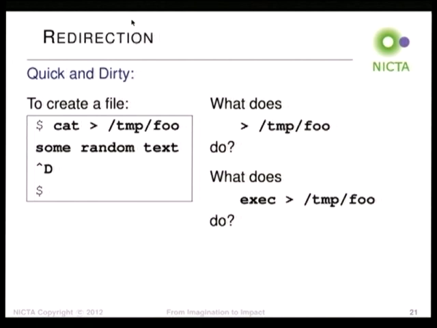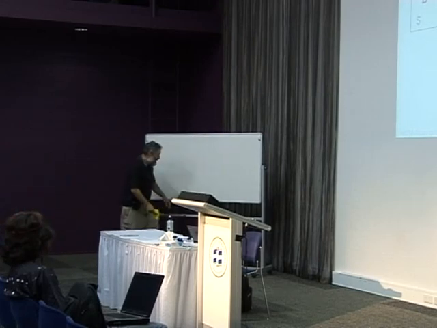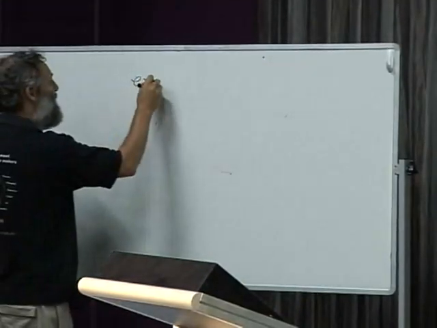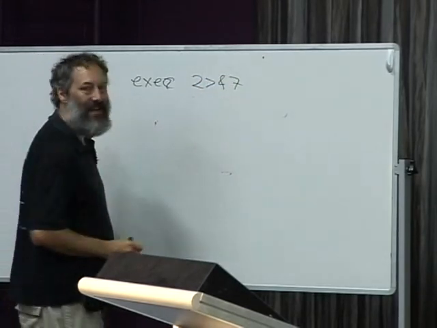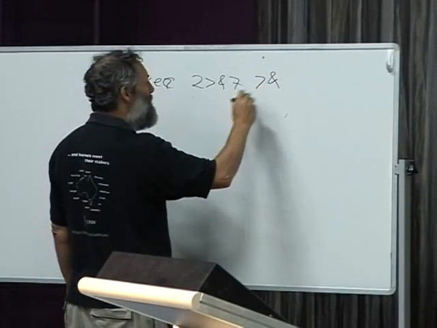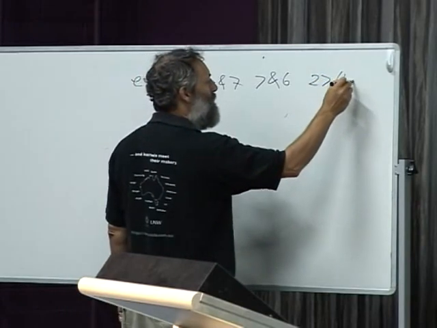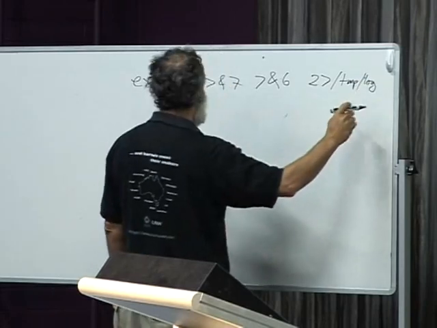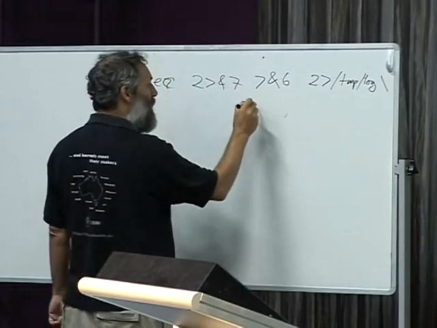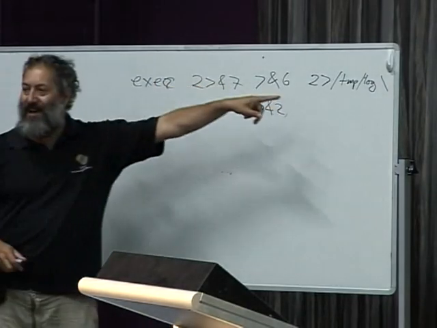If you want to preserve the original standard output and standard error, what you can do is you say exec 7>&2 6>&1 2>/tmp/log, and then I've run out of space here, I'll put a backslash, 1>&2. And these are done in order left to right.